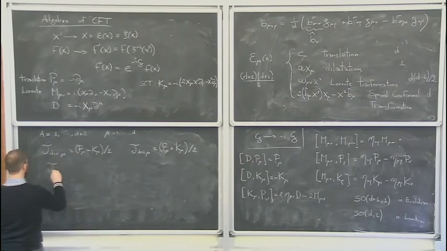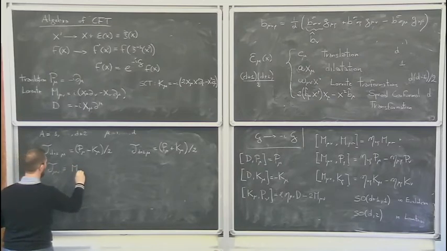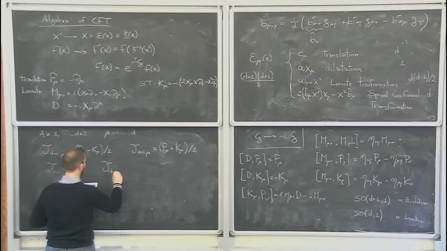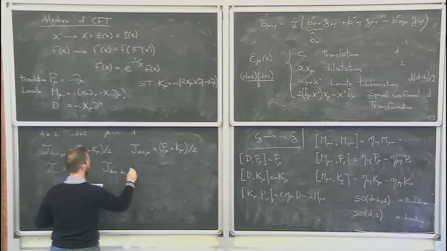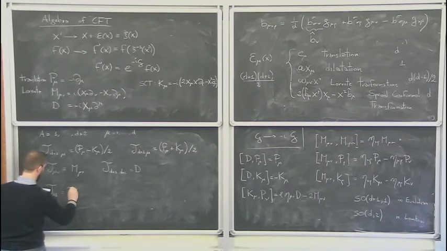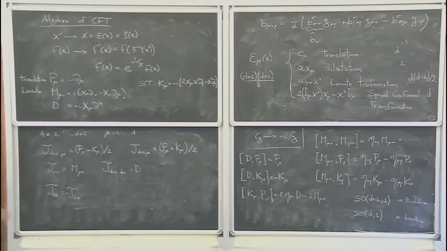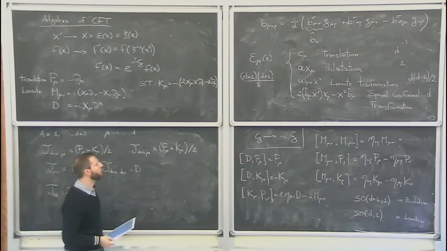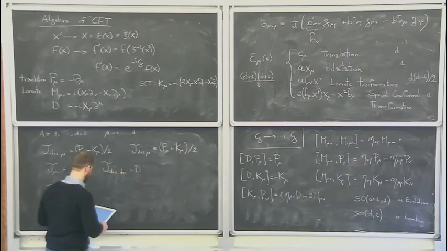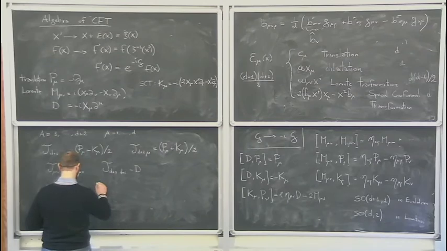And then J mu nu is M mu nu, and J D plus 1, D plus 2 is going to be D. Okay. And now we have these J AB generators, which are antisymmetric. So you can count that the number of generators is exactly D plus 1, D plus 2 over 2. And if you translate the commutation relations that we had in terms of the new generators, they look very simple in this new basis.